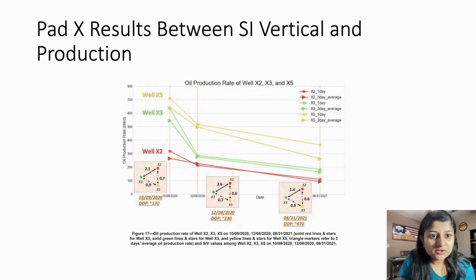Now here are some of the results between the similarity index vertical and in production. You'll notice that there's a low similarity index between X5 and X3 and X2, meaning that there is a drainage volume that was independent in X5 compared to X3 and X2. X3 and X2 may have shared a similar drainage volume with each other compared to X5, and therefore X5 had the highest oil production compared to the rest of the wells on the pad.